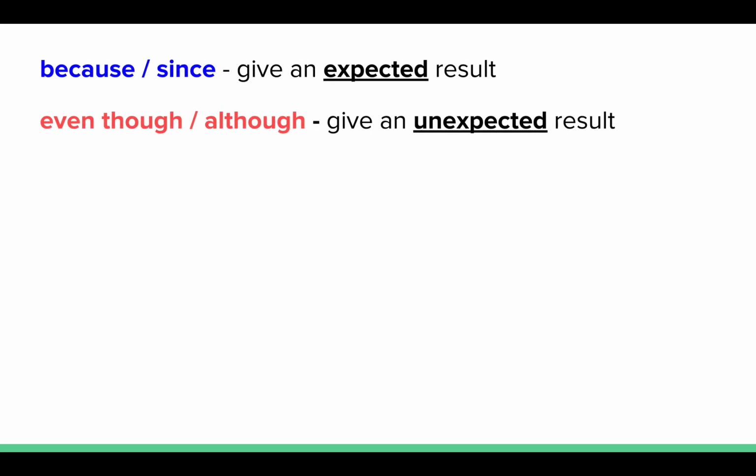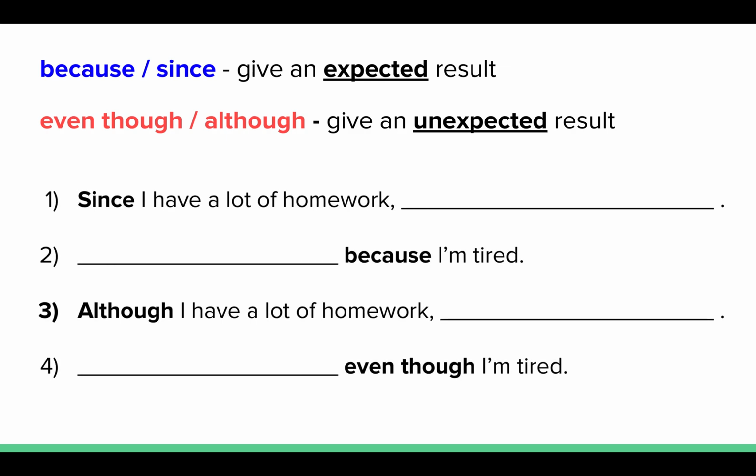So here I've got the rule for you again, and I'd like you to finish the sentences that I have here using a clause that is either an expected result or an unexpected result. Please write down your answers and pause the video so you have time to think. I'm going to give you some sample answers in just a moment. Okay, so I hope that you have your answers down. I'm going to give you some sample answers, but feel free to email me your answers and I'll check them for you to see if they're right too.